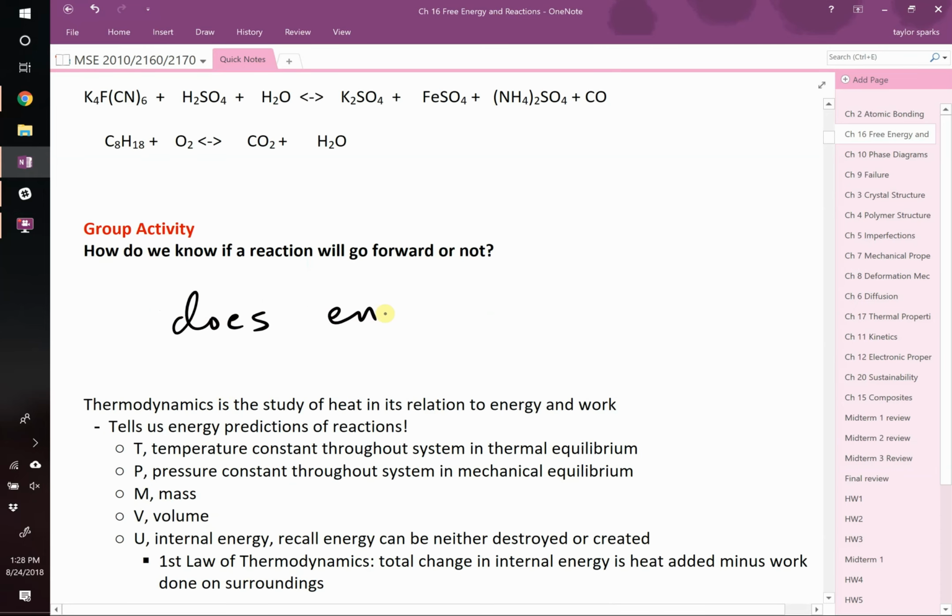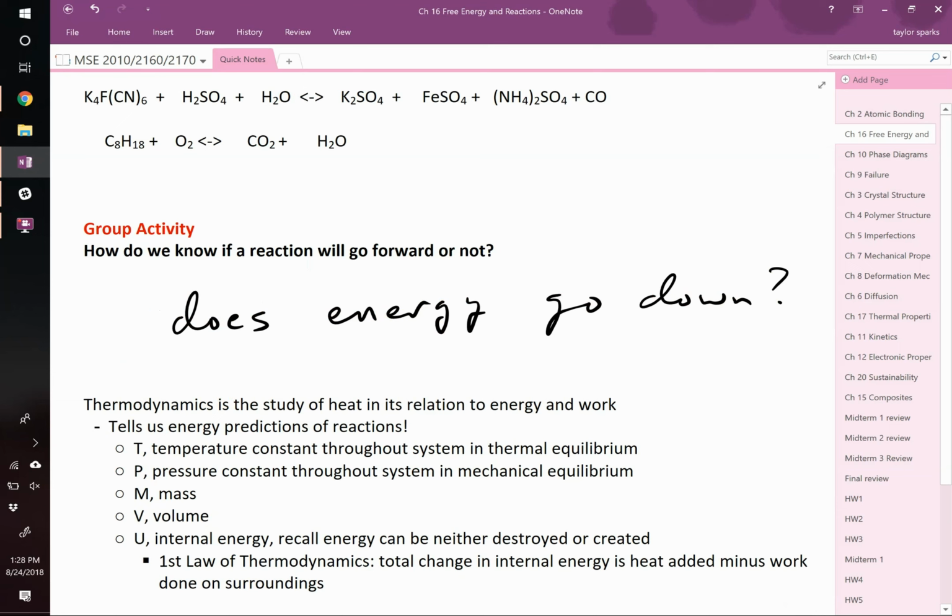Does energy go down? Is it in a lower energy state afterwards than before? Then it's spontaneous. It's going to happen. Doesn't necessarily mean it's going to happen fast. Kinetics answers that question. But thermodynamically, we know that it's favorable if it goes down in energy.